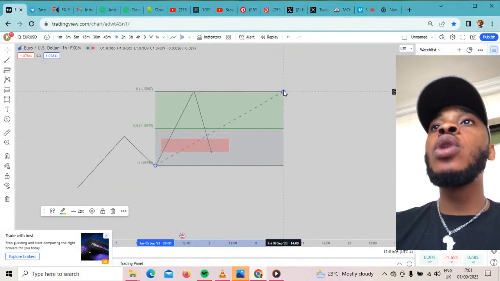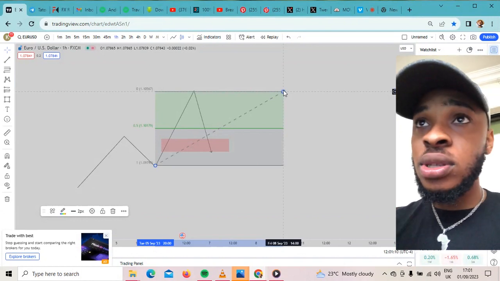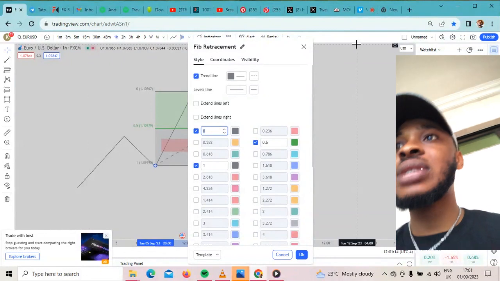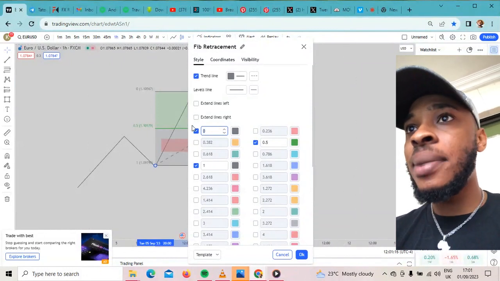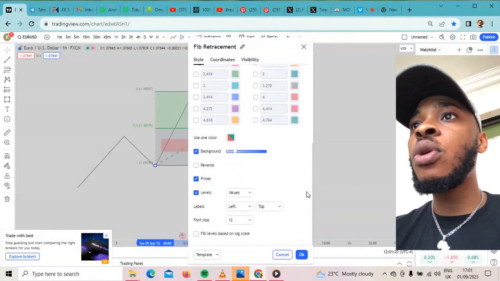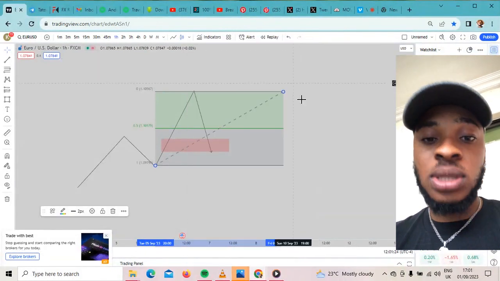So if you want to know how to set this up, just go back to the beginning of this video. You're going to see it, don't worry. These are the settings, as easy as this. Make sure you turn off all other numbers, keep 0, 1 and 0.5 on, and use the same colors if that's what you want. And that's all, simple and short, right?